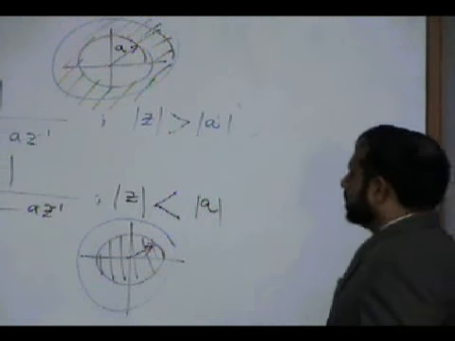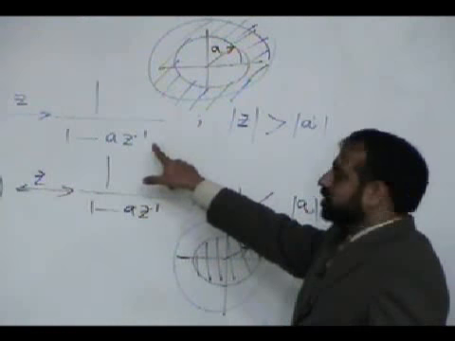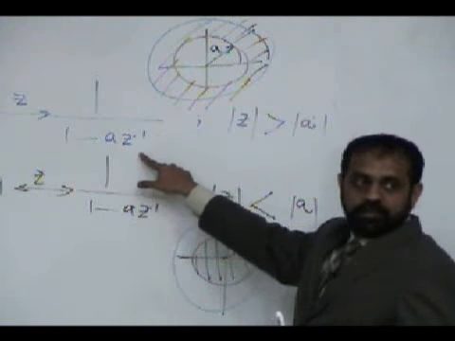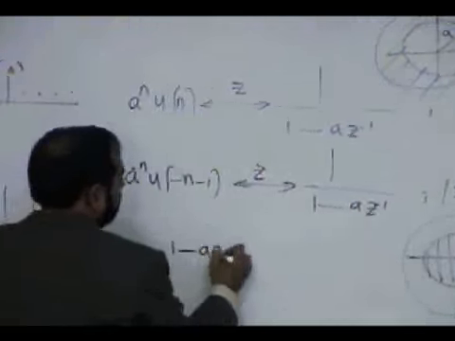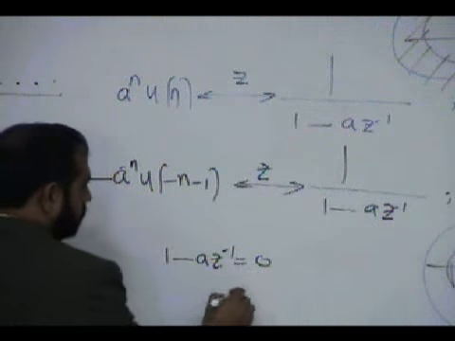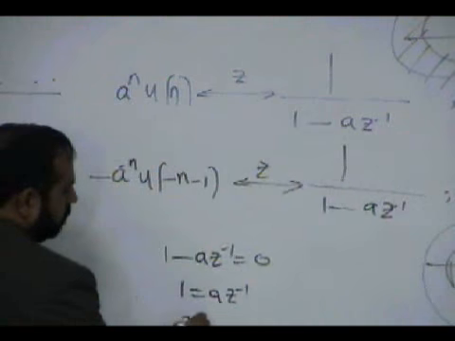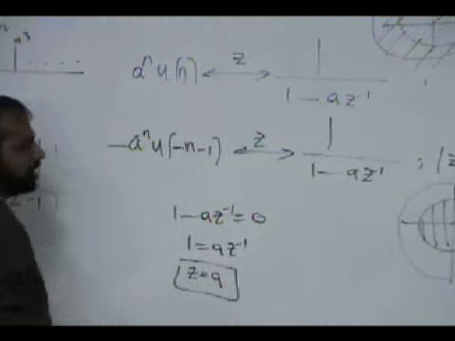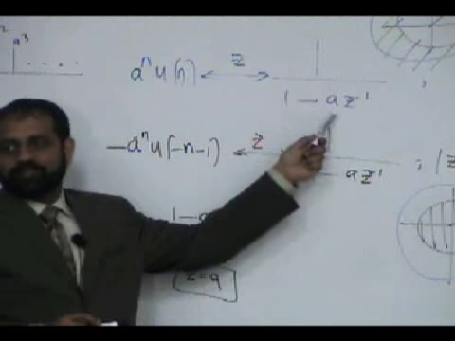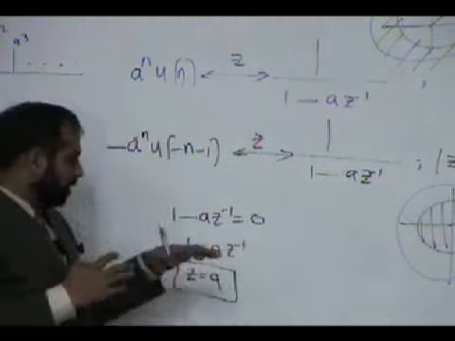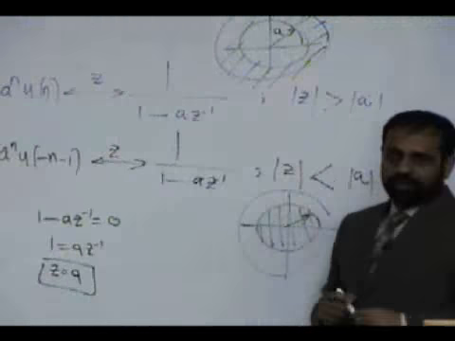Number two is, looking at this, you can compute the pole of the system. Pole is the roots of the denominator. What is the root of the denominator? If you say 1 minus A Z inverse is equal to 0, then 1 is equal to A Z inverse, and Z is equal to A. The Z transform is written in this peculiar manner so that the roots are always this, with the negative sign. By looking at it, you know this is the root.